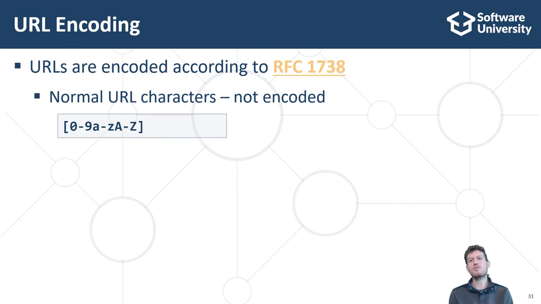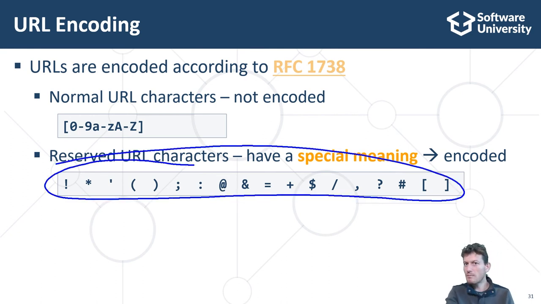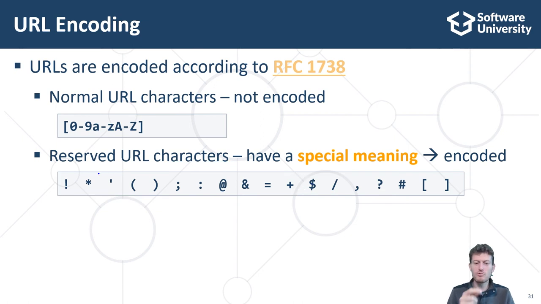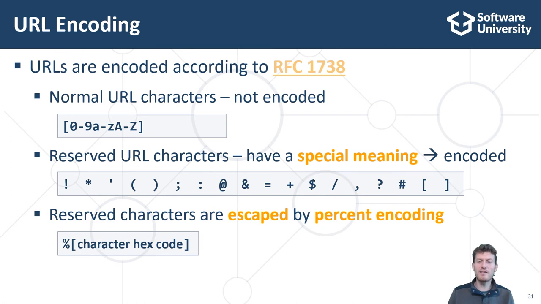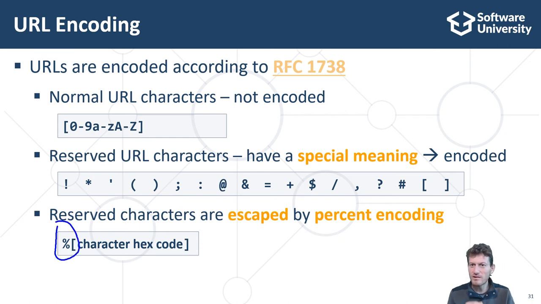Normal URL characters such as digits and Latin letters have no special meaning in the URL and are not encoded. Reserved URL characters have special meaning in the URLs and are URL encoded in order to be part of the URL without breaking it. The reserved characters are most punctuation marks and many others. Some of them are shown on the slide. Reserved characters are escaped or URL encoded by using the so-called percent encoding, which uses the percentage character plus the hex code of the character in its UTF-8 representation.